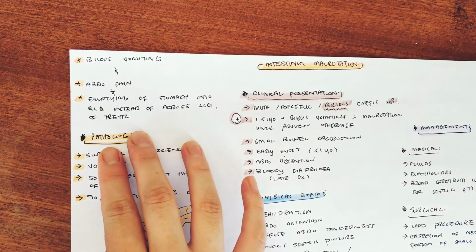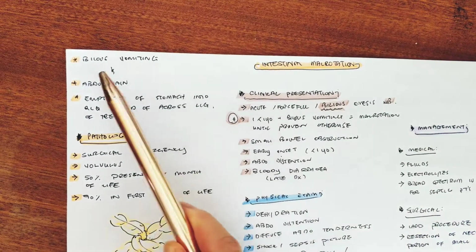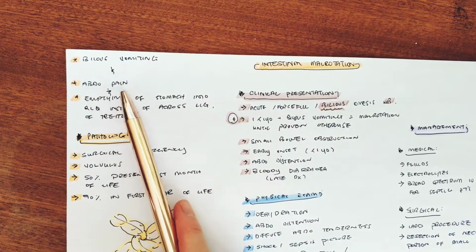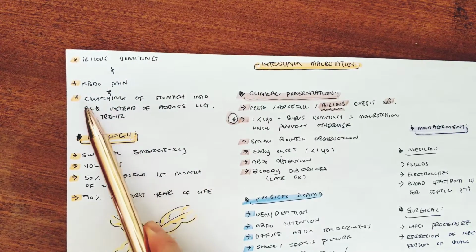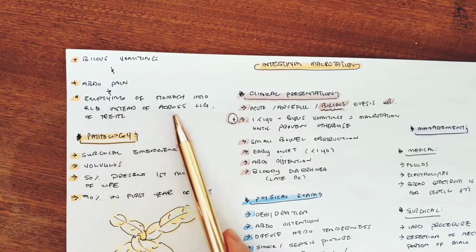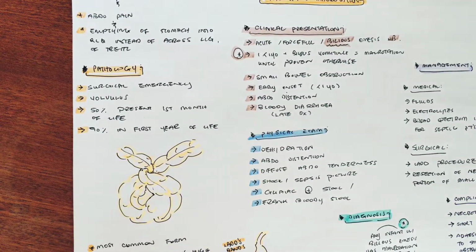There are three things that are important to remember in intestinal malrotation, and that is: number one, there is bilious vomiting; two, there is abdominal pain; and thirdly, the stomach is emptying into the right lower quadrant instead of across the ligament of Treitz. So what is the pathology of malrotation?